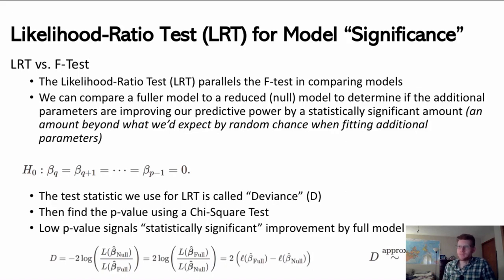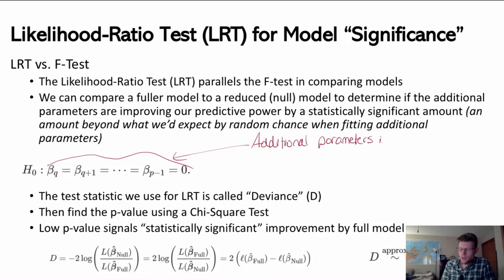Our null hypothesis in a likelihood ratio test follows what we do in an F-test to compare models, where we're testing the additional parameters that exist in the larger model that don't exist in the smaller model. So these are the additional parameters in the larger model not already in the smaller model.